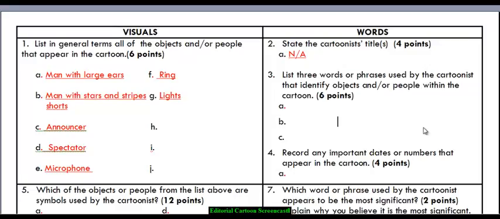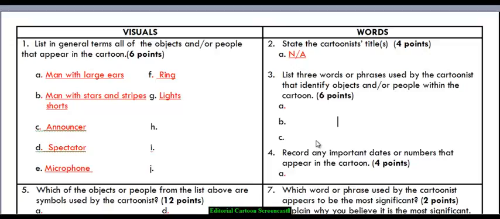Under words, list 3 words or phrases used by the cartoonist that identify objects and or people within the cartoon. Now ideally, we would like to be able to fill in each of these 3 spots for A, for B, and C. But as we will see throughout the year, not all cartoons contain words. And if that's the case, then just like we did for the title of this cartoon, if there happens to be no words, then we would write NA, NA, NA, and move on to question number 4.